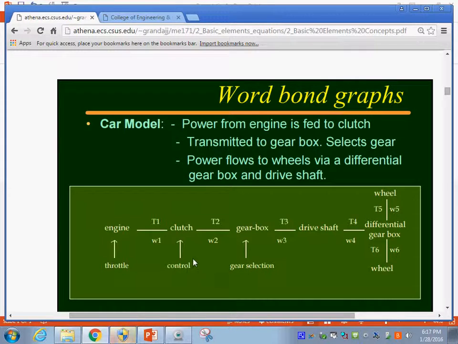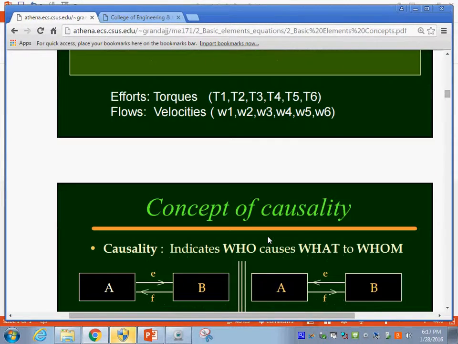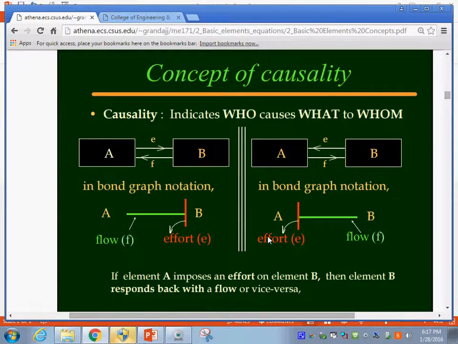But the bottom line is, can we create a connection graph where these things don't have to be the words, but they have to be elements that the computer recognizes and what the system does. So let's just take a look at a technical concept called causality. Causality comes from cause and effect.